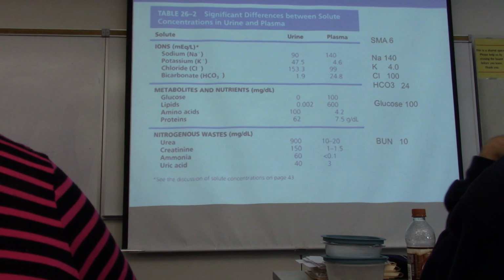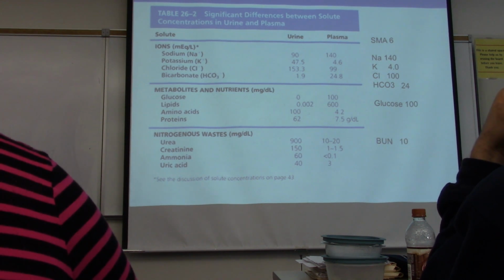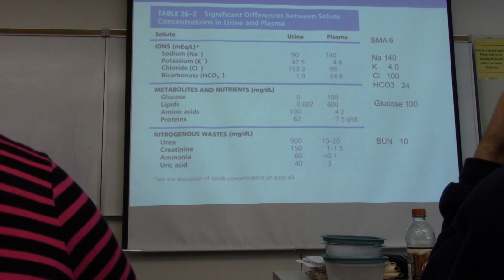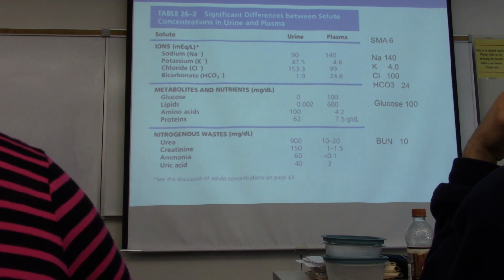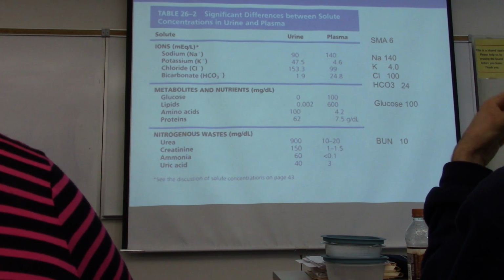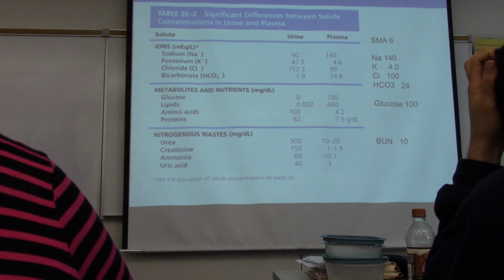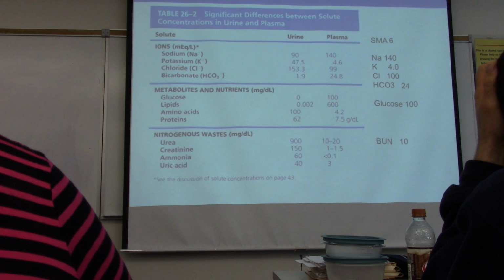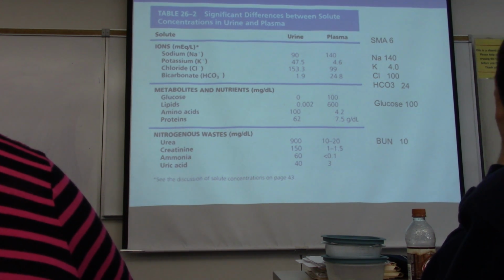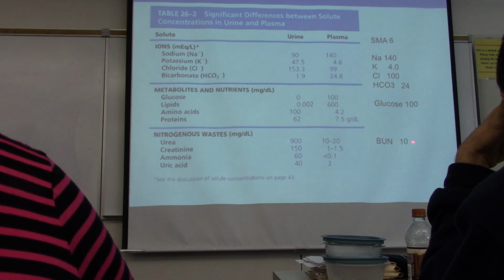What's the unit of measurement for this? These are all milliequivalents per liter. Very good question. And remember, an equivalent depends on the molecular weight of these different things. But we're just going to talk in terms of milliequivalents per liter, so you're comparing apples to apples, sort of. Glucose is about 100. BUN is about 10.